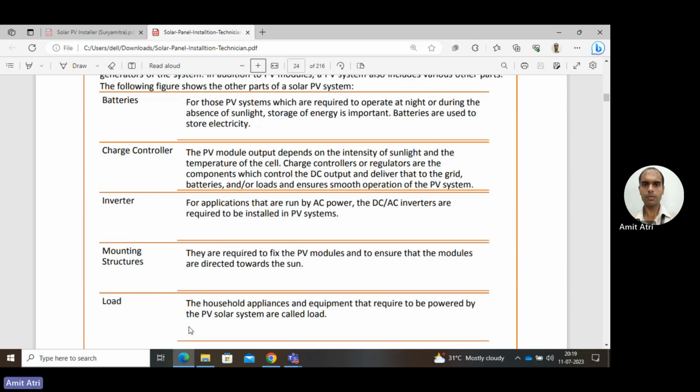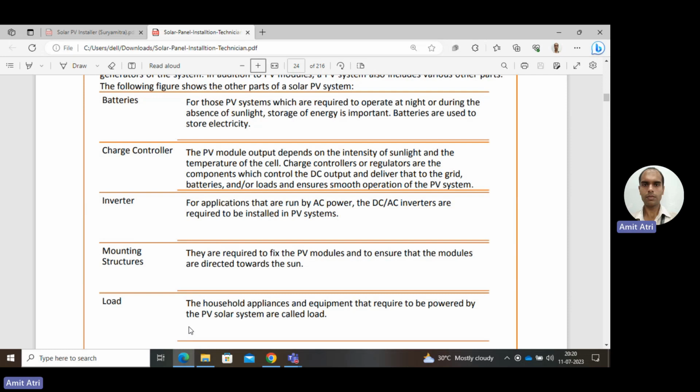Okay, now the more sunlight that is coming, that results in a larger charge, or current, or voltage to be generated by the solar panels. This has to be within the range of the battery. So that is controlled by using a charge controller. Charge controllers are regulators which control the DC output and deliver that to the grid, battery or load. And they ensure smooth operation of the PV system.